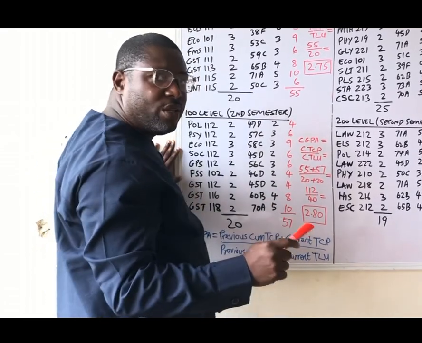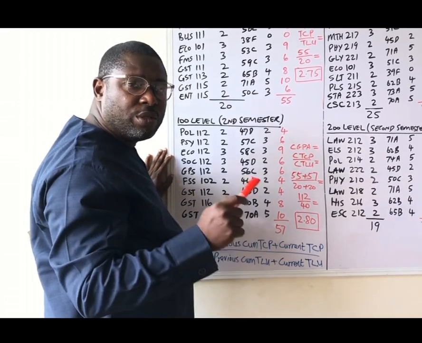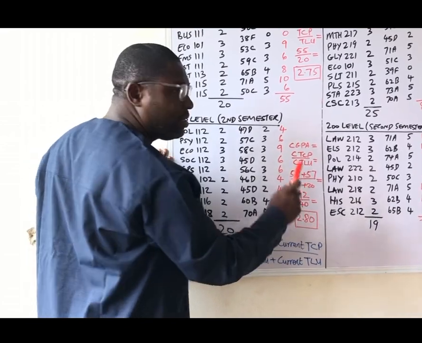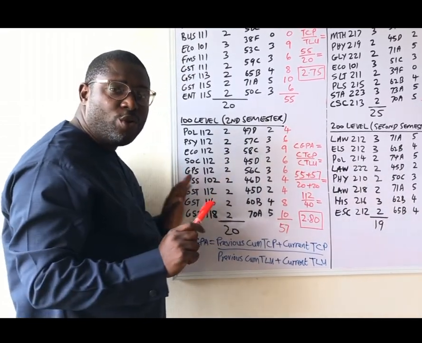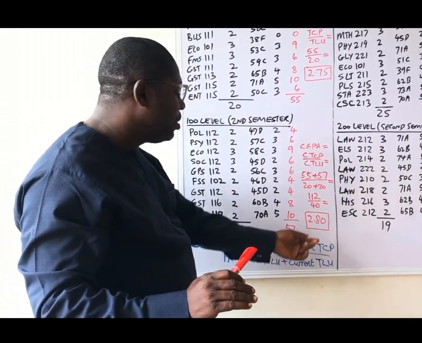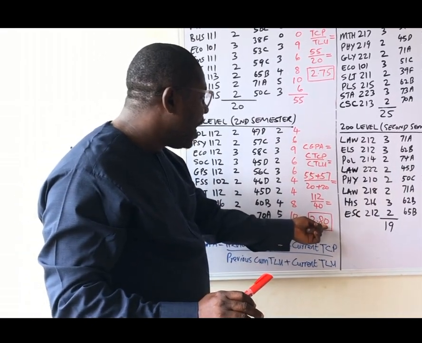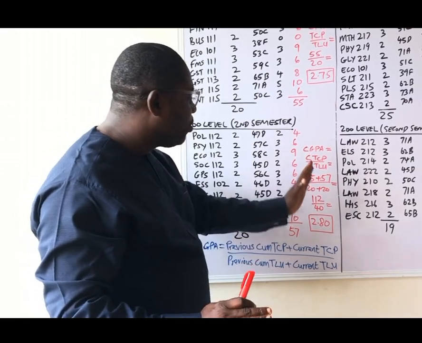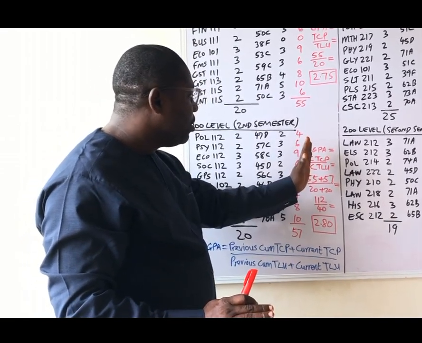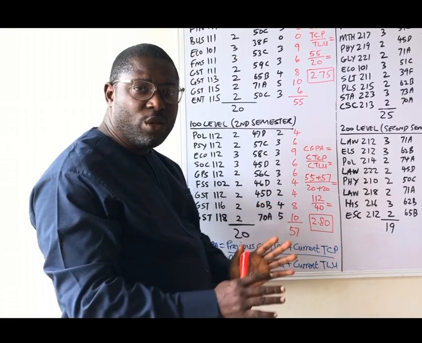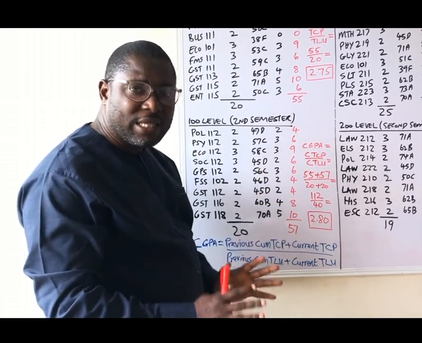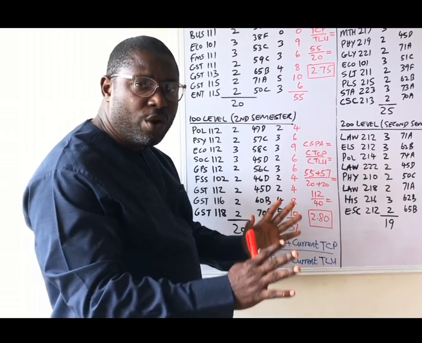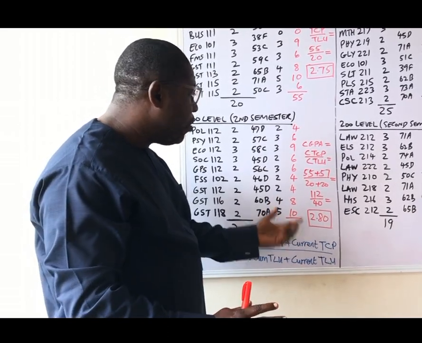So at the end of 100 level second semester, this student is on 2.80. Now, you don't do anything with these values. Some students say, no, you add this with this and divide by 2. No. The cumulative grade point average is just to tell you his performance as at a time in the university. It's for record purposes.